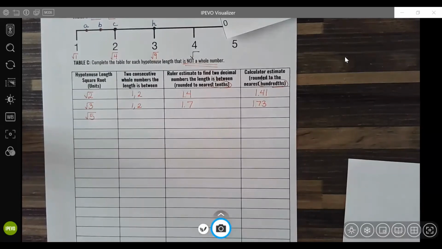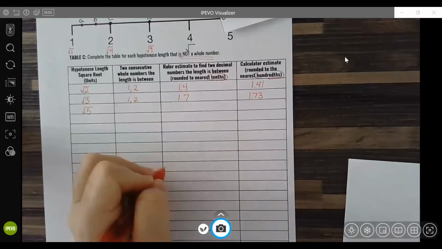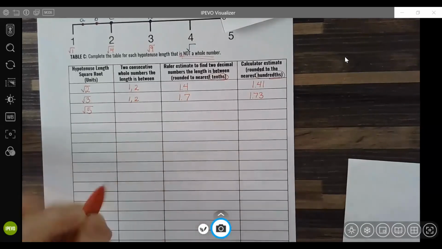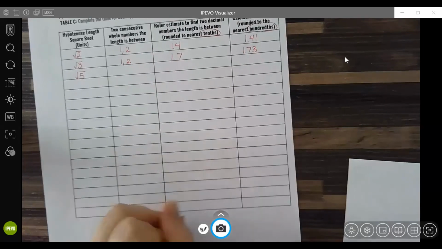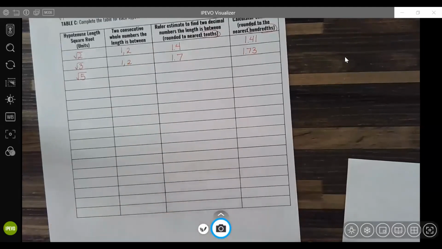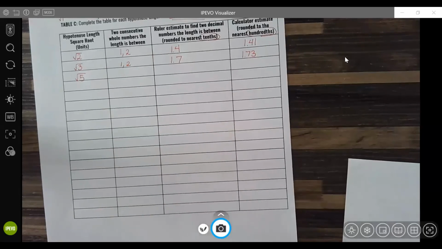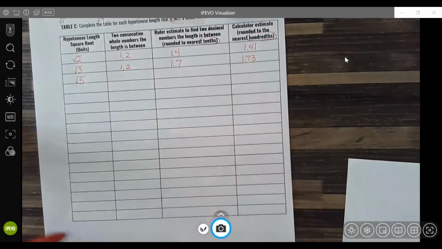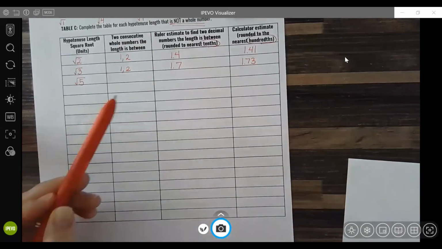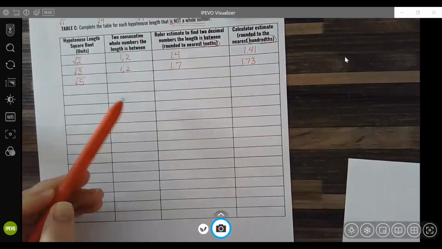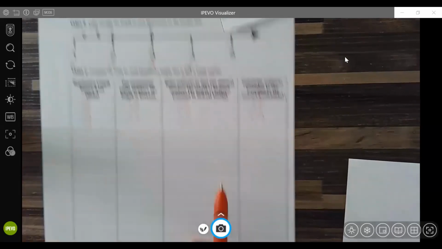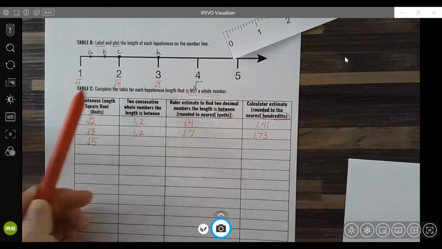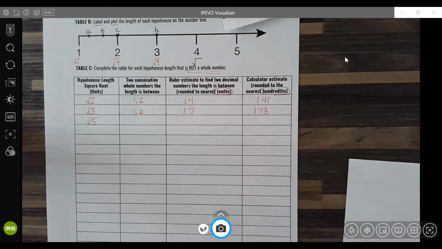And so what I want you to do is just make a note, put a little star or highlight it, and just underneath write, happened because of human error or mistake in drawing, okay? And that's, again, really natural. That's just this ruler estimate column. Your hypotenuse length is exact. You did the math in table A for that. The two consecutive whole numbers on the number line, that's really exact. You really can narrow it down between two whole numbers.